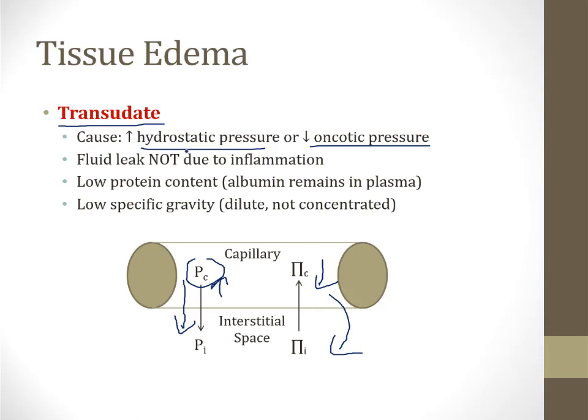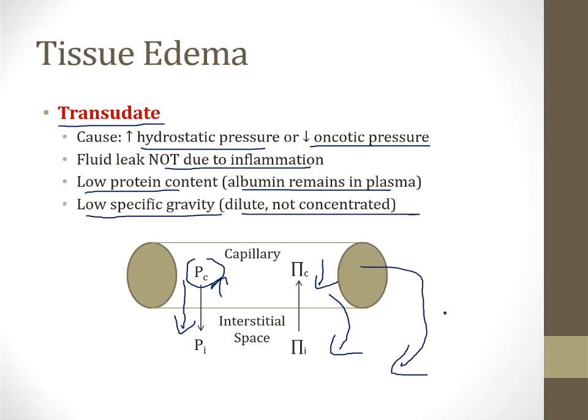So transudates are fluid leaks not due to inflammation, but in contrast to exudates, these fluids that are found in tissue have a low protein content. That's because albumin remains in the plasma and doesn't leak into the interstitial space with the fluid. They also have a low specific gravity. They're very dilute and not concentrated, and that's because only water is moving in this direction.